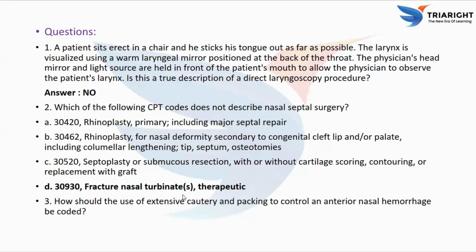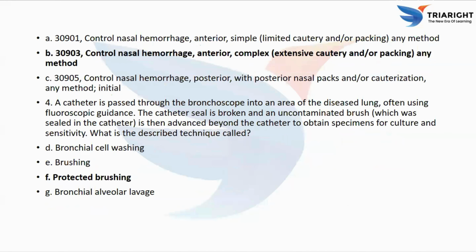And question 3. Coding extensive cautery and packing for anterior epistaxis. So the key phrase is extensive cautery and packing. So you have to check the description. The correct answer is 30903. It is for anterior complex and extensive cautery and/or packing. So this is used when bleeding is harder to control, requires significant packing, more aggressive cautery, and it takes more time and skill.